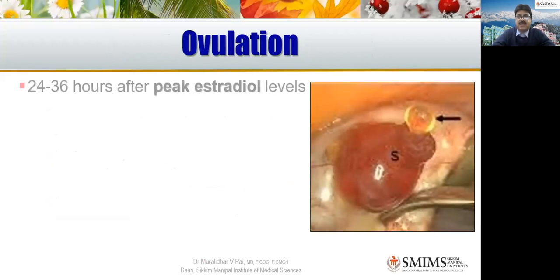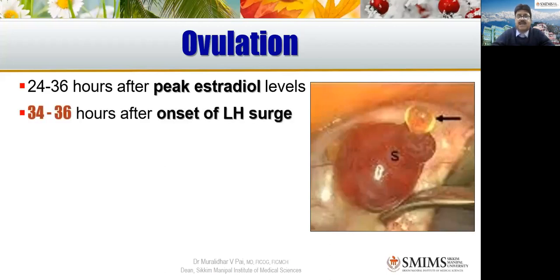Ovulation, it's a beautiful stigma they have captured. It occurs 24 to 36 hours after the peak estradiol level. Obviously, when it is peak, it will tell the pituitary, stop FSH, stop. Now start LH. So LH starts surging 34 to 36 hours after the onset of the surge. What is the practical importance of this?